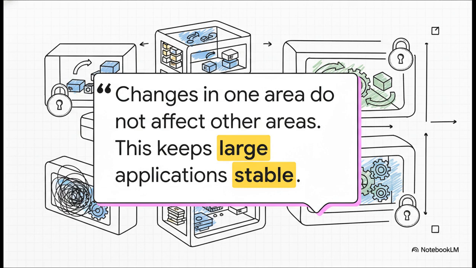And this right here is the ultimate payoff. When your code is properly encapsulated, you can go into a class and completely change how it works on the inside, and as long as you don't mess with the public methods, nothing else in your giant application breaks. This is absolutely critical for building big, stable software.